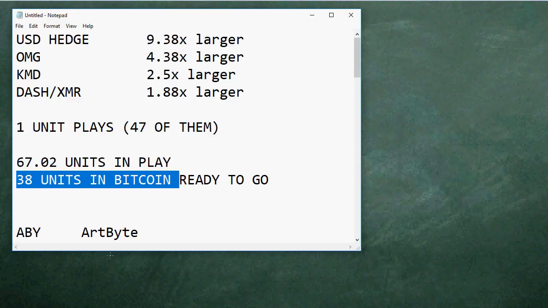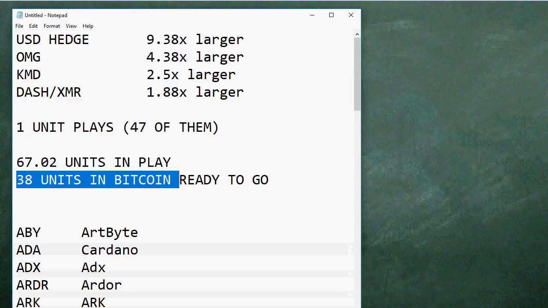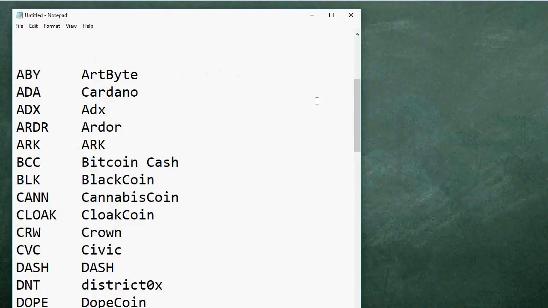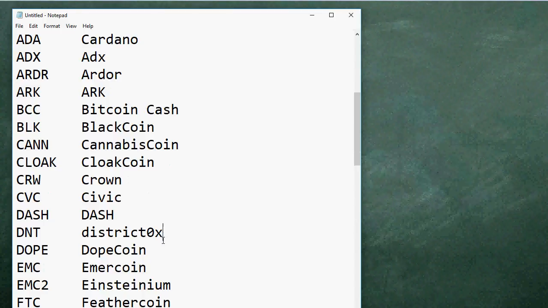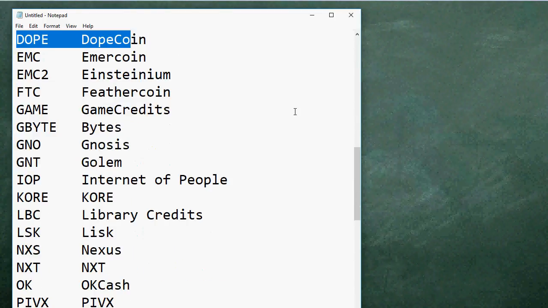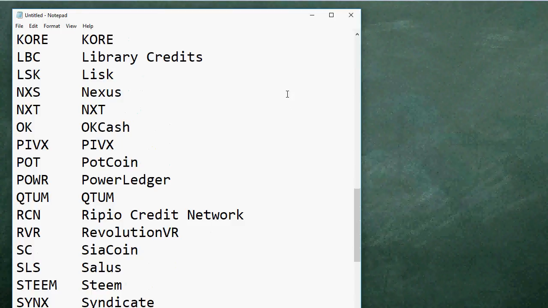So what I am playing, starting off with ArtByte, these are in alphabetical order, Cardano, ADX, and pretty much 85-90% of these are decent to high volume coins. If they're not, there's a good reason for it, because I've arbitraged it well or traded it well, and I still like its future potential. And when you look at any of these coins like CAN, DOPE, they're just a different variety. But this is the list.